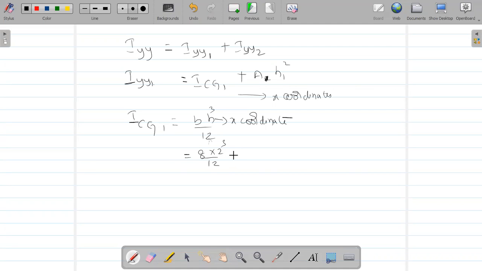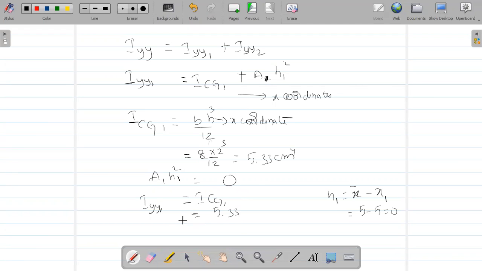So what will be the answer for this? Yes, this answer is 5.33 centimeter to the power of 4. Let us calculate a1 h1 square. What is h1 formula? Now you are doing about y-axis, you have to take x coordinate. Then this is 5 minus 5, 0. So if this is 0, the total value here will be 0. Therefore, Iyy1 will be equal to Icg1 only, that is nothing but 5.33. Iyy1 you got. Anyone is having doubt on this?